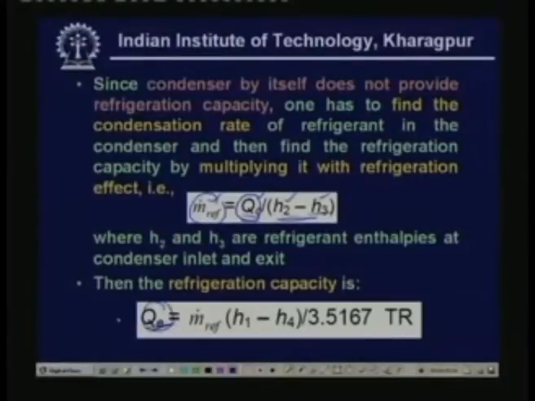Finally we need the refrigeration capacity. QE is equal to m dot ref, which is nothing but the condensation rate in the condenser, multiplied by H1 minus H4, where H1 minus H4 is the refrigeration effect. H1 and H4 are the exit and inlet enthalpies of the refrigerant. We are dividing this by 3.5167 because here all the refrigeration capacities are expressed in terms of tons of refrigeration. Here the units of mass flow rate should be kg per second and the units of enthalpy should be in kilojoule per kg.